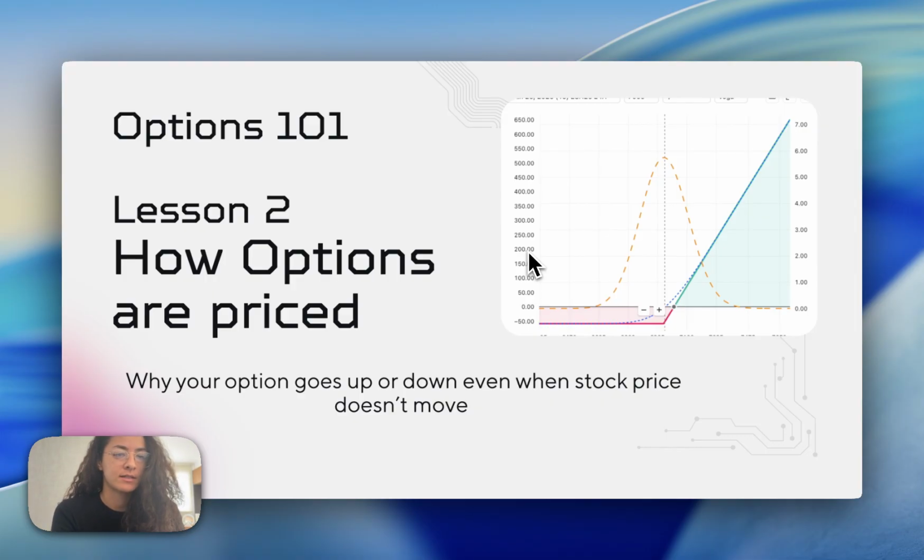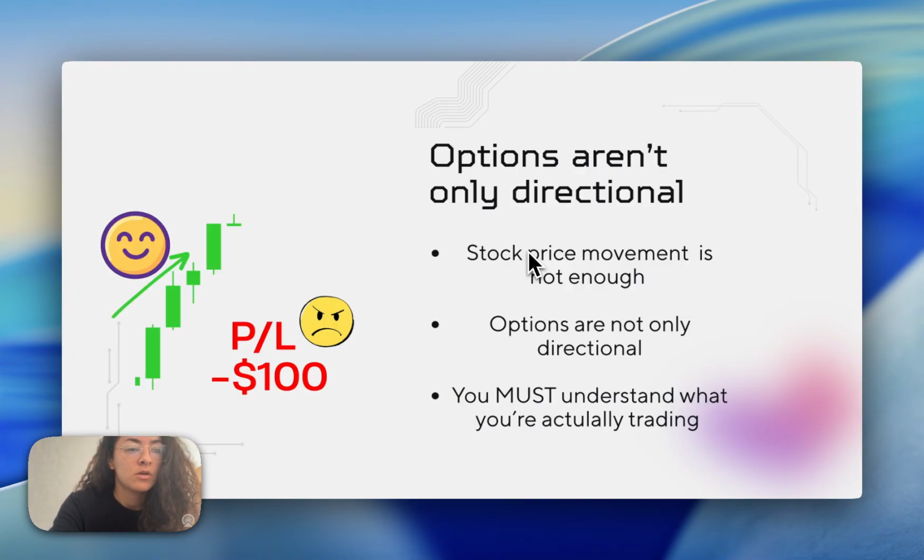So we will understand in this lesson how the option goes up or down even when the stock price does not move. So the options are not only directional, and by now everybody probably knows that. The stock price, the underlying price movement, is not enough to price options, because options are not only directional. So we need to understand what the other components are, other than direction.